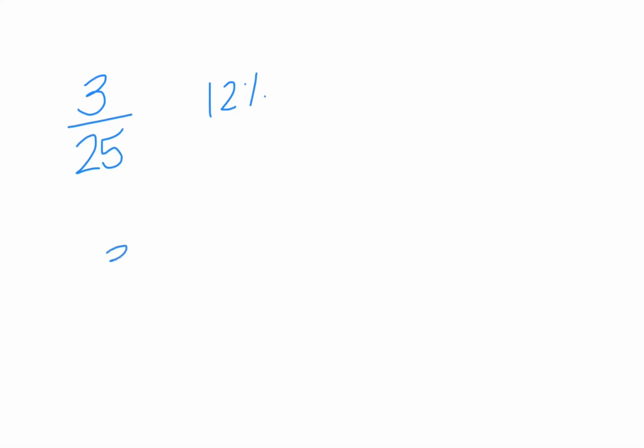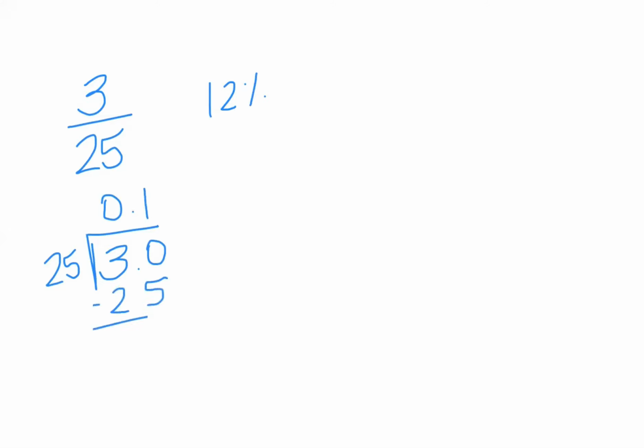So first step, remember, is dividing the top by the bottom. So 25 goes into 3 0 times. We add a decimal and a 0. 25 goes into 30 one time. I subtract, I get 5. I add a 0 to bring it down. 25 goes into 50 2 times. Okay, now that I have 0, no remainders, I'm good.